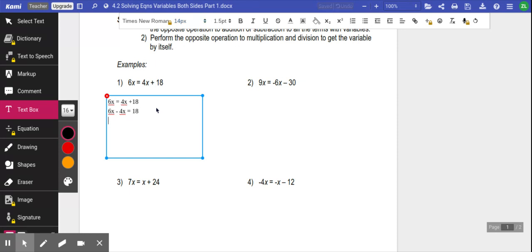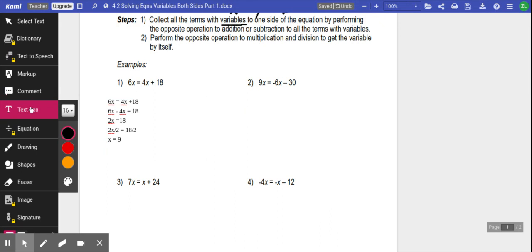Now, if we do 6x minus 4x, that will give us 2x equals 18. And then to get x by itself, we have to divide both sides by 2, which will give us x equals 9. And that's your answer. We've done this in the past, and it's just a review from grade 9.